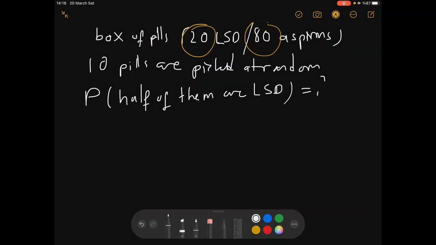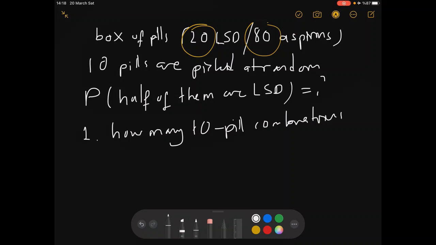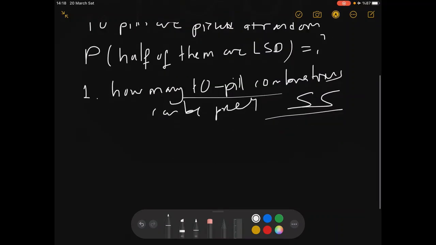Now, you need to first determine how many different 10-tablet combinations can be picked here. So what is your sample space? How many 10-pill combinations can be picked? That's it. So you need to first define the sample space.